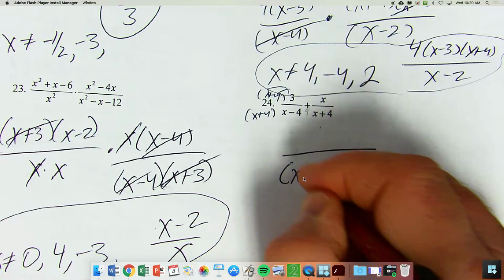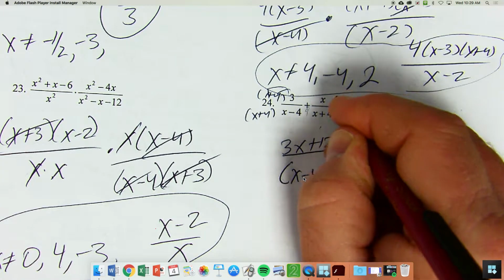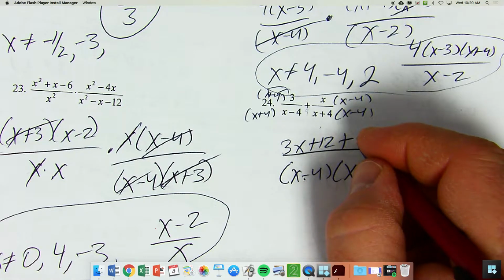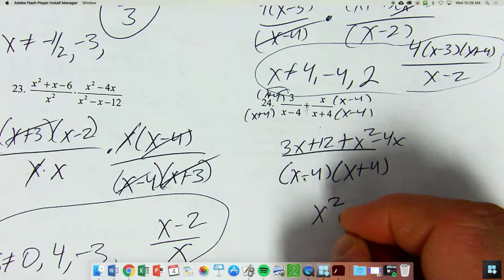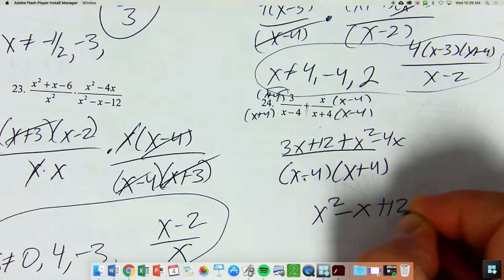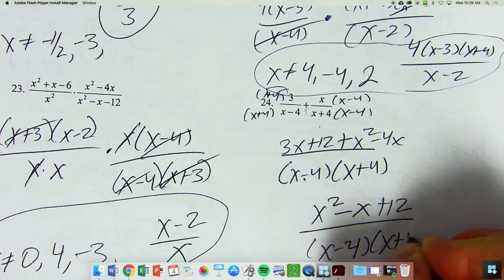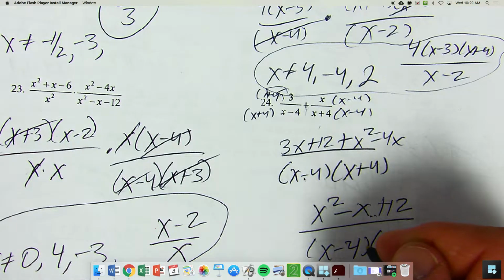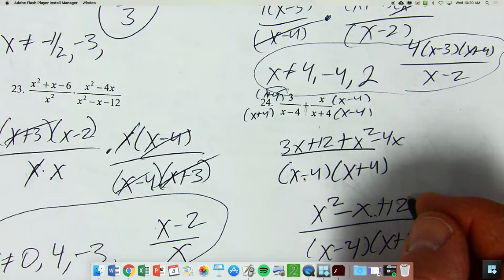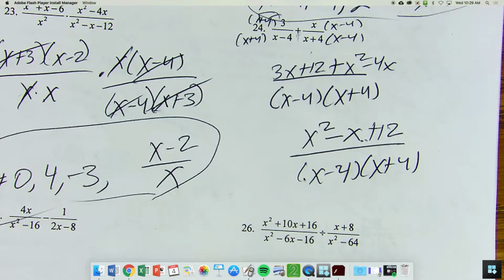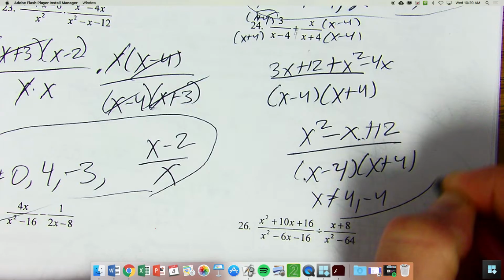It's going to give you 3x plus 12 plus, multiply this one by x minus 4. It's going to give you x squared minus 4x. So that gives us x squared minus x plus 12 all over x minus 4, x plus 4. See if this will factor. Are there any factors of 12 that add to negative 1? If it was negative 12, you'd be okay, but positive 12, no siree, Bob. So just state your excluded values and you're done. X cannot be 4 or negative 4. Done.